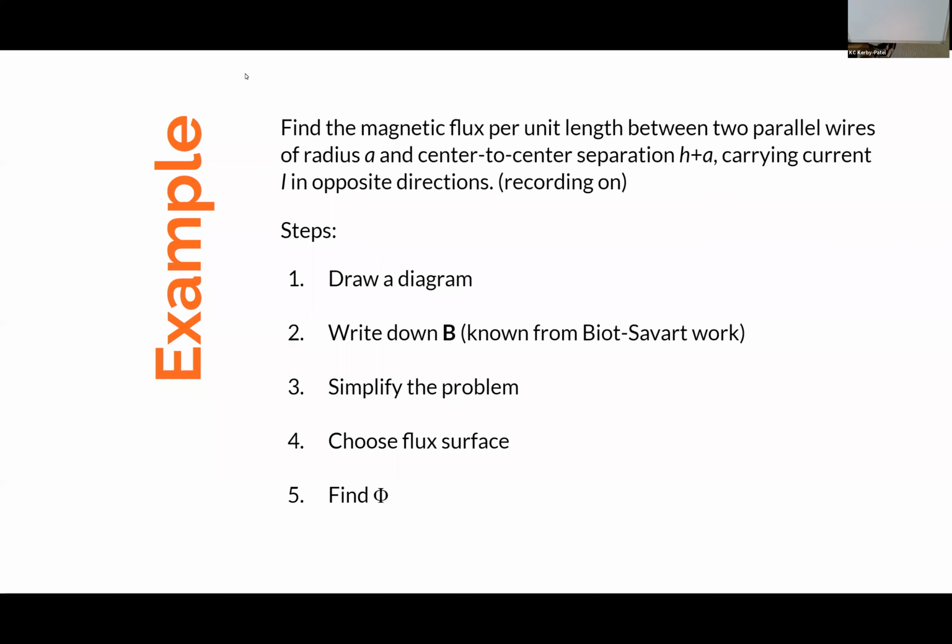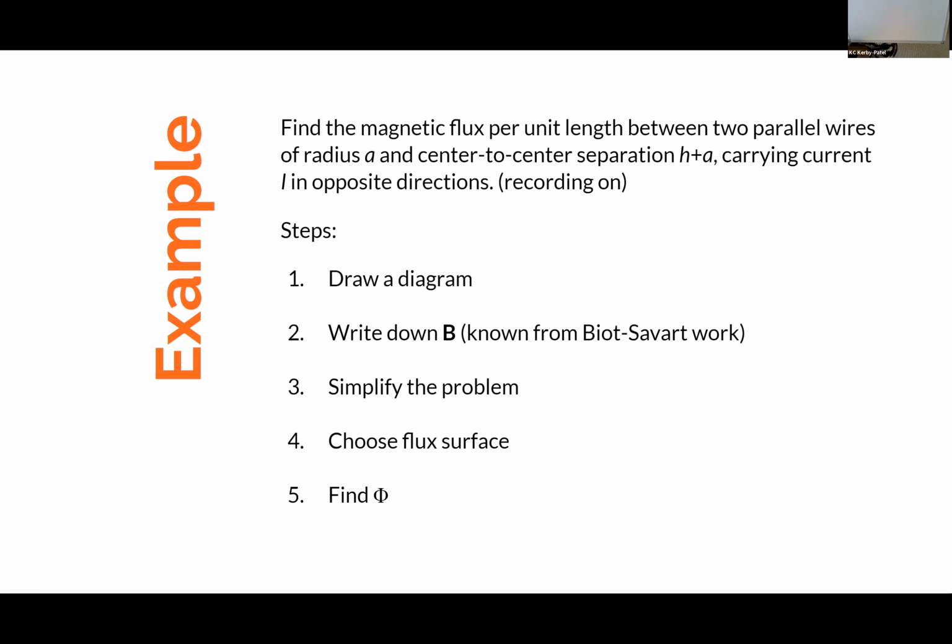So I'm going to find the magnetic flux per unit length between two parallel wires. The wires have radius A, and their center to center separation is H plus A, which means from edge to edge, the difference is H. And they are carrying current I in opposite directions.